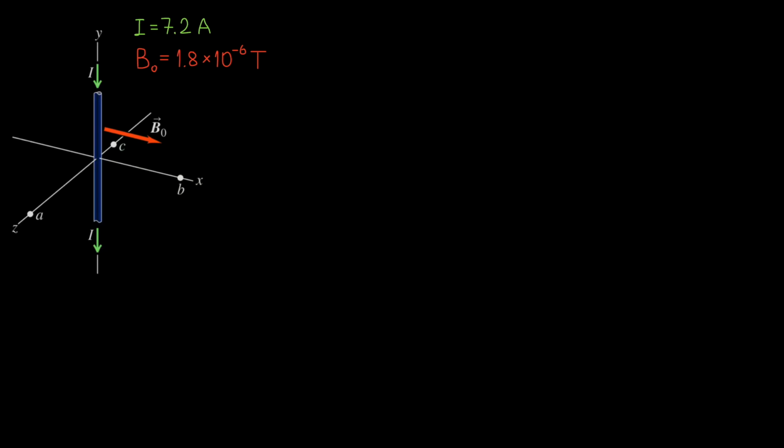A long straight wire along the y-axis carries a current of 7.2 amps. In addition to that, there's an external uniform magnetic field represented by B sub 0 of magnitude 1.8 times 10 to negative 6 Tesla. There are 3 points on the xz plane labeled as points A, B, and C, and our task is to find the net magnetic field vector at each of those points.